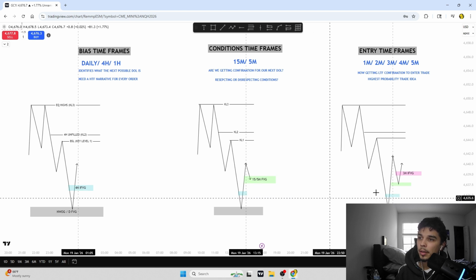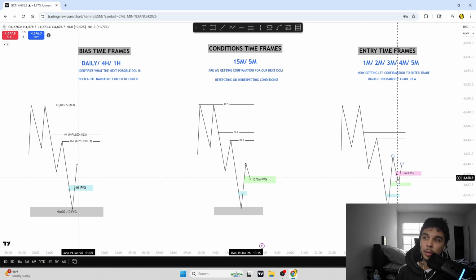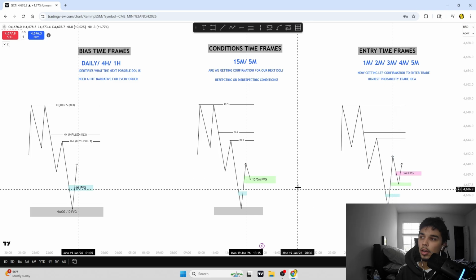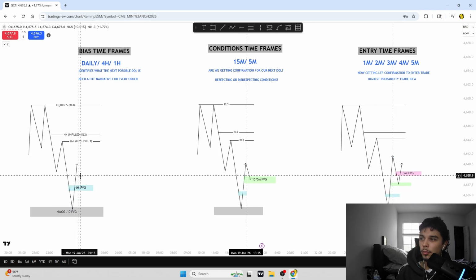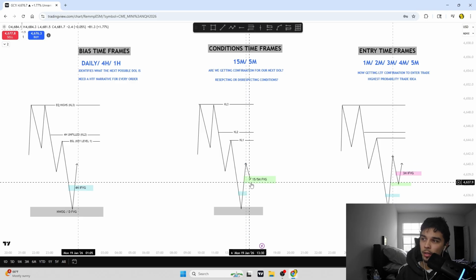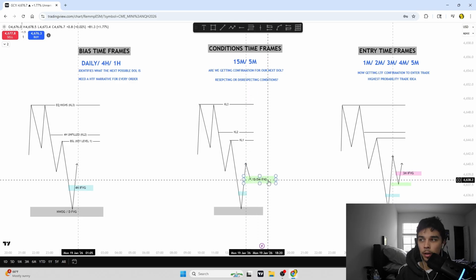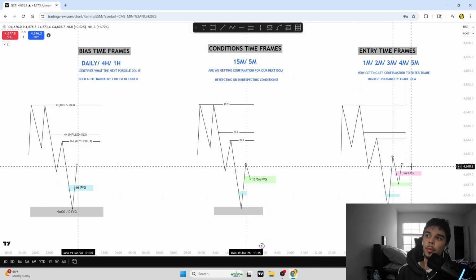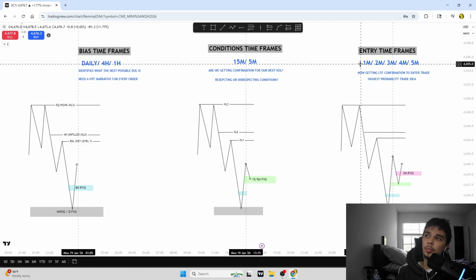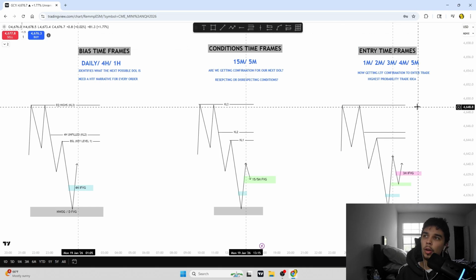How do we know we respect it? Well, we drop down to our entry timeframes and we get a lower time frame entry model coming out of our condition. Okay, so not only do we have our 4 hour inversion, we also get a retrace into a 5 or 15 minute bullish fair value gap, and we respect that 5 or 15 minute bullish fair value gap by getting our entry model. And what is our entry model? Well, it's going to be the highest time frame inversion on the 1 through 5 minute.